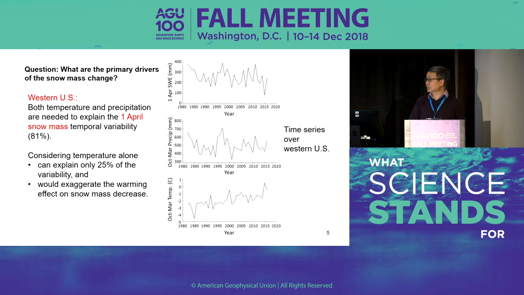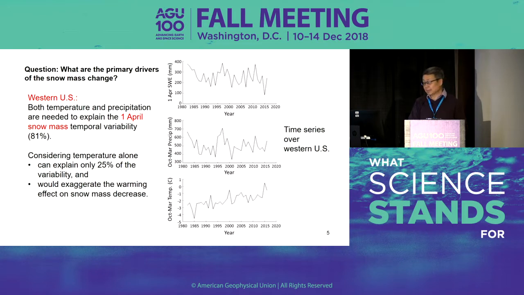The question is then, what are the primary drivers of the snow mass change? In this figure, we show the time series over western U.S. Top panel, the April 1st snow mass. We use April 1st because that's the date water resources managers use in the West. Middle panel shows the accumulated precipitation from October to March, and the bottom panel, the average temperature.